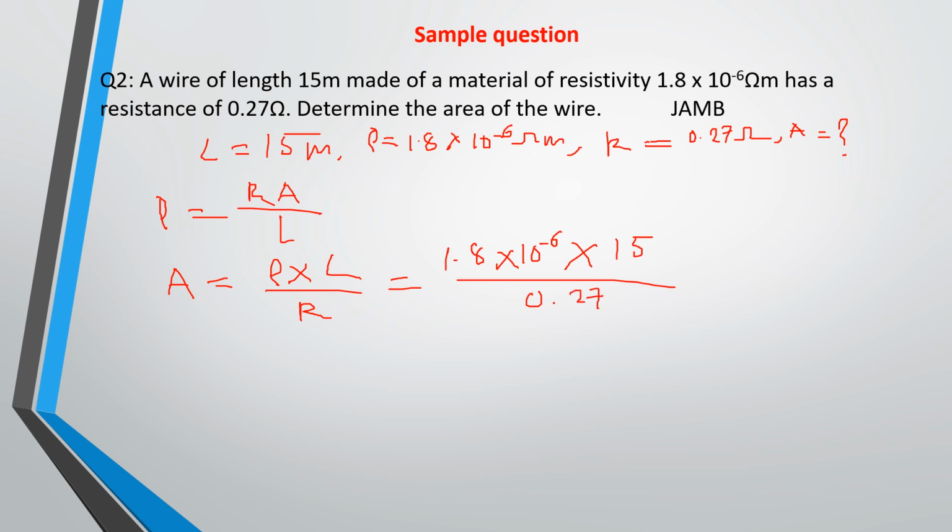So guys, when you press this out from your calculator, you are going to have that the area is equal to 1.0 times 10 raised to the power minus 4 meters squared. Okay, so this is what you have. You can see that once you understand how to apply the equation, your answers will just come out readily.